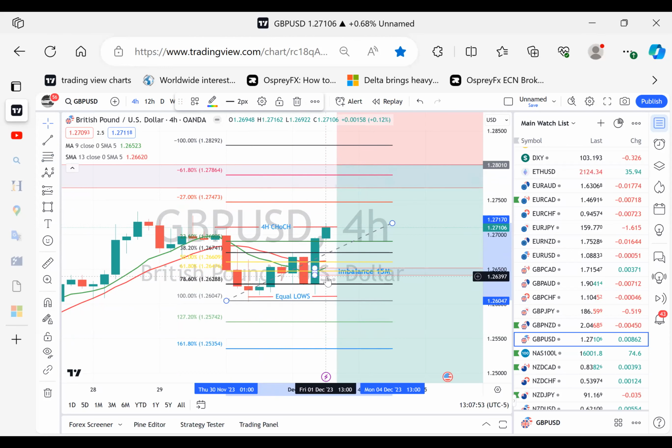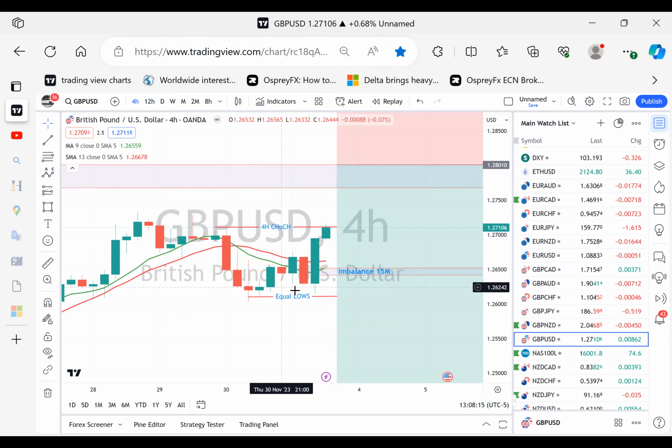Here's your 78, here's your golden zone. There's an imbalance, a 15-minute imbalance right here. This is where I think price is going to push up. But notice how it set up the move lower by creating these equal lows.